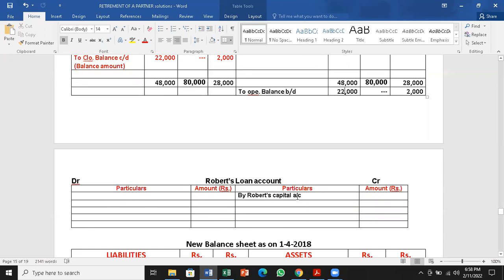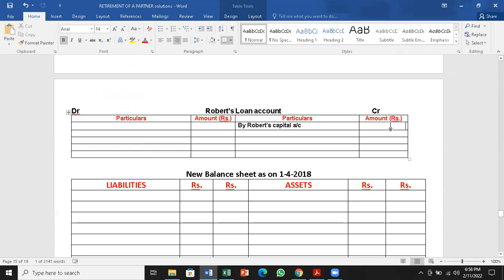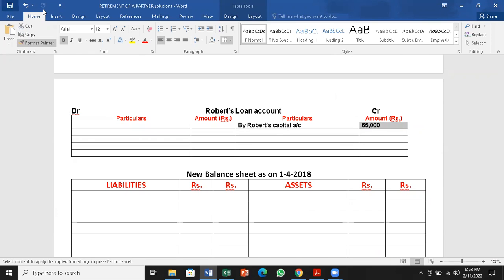Yeah, fine, good. So now Robert's loan account. So what is the money that is to be transferred to loan? You can see here 65,000 that has to be credited to Robert's loan account, that comes from Robert's capital account. So loan amount is not paid here. Remember, cash is paid to the partner. If money is paid towards the loan, the cash entry or bank entry will come in loan account, not in the capital account. So you have to be careful.